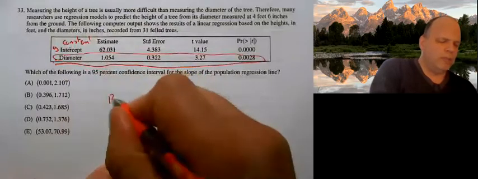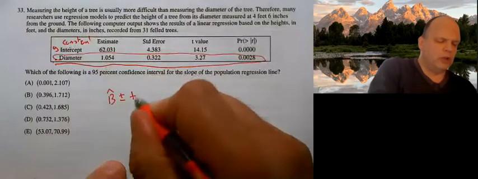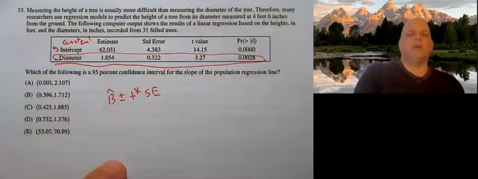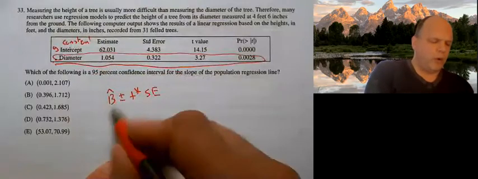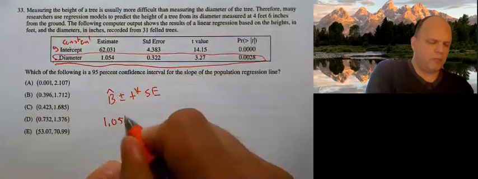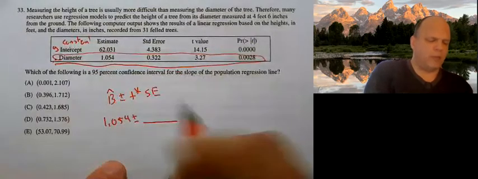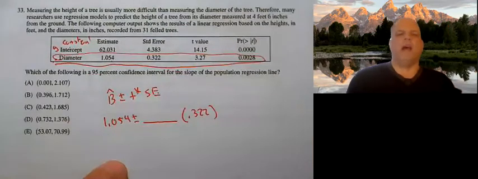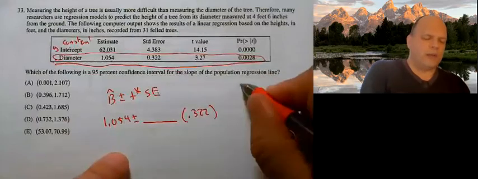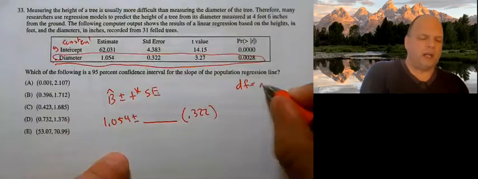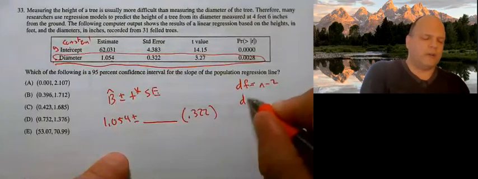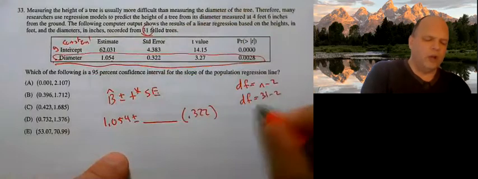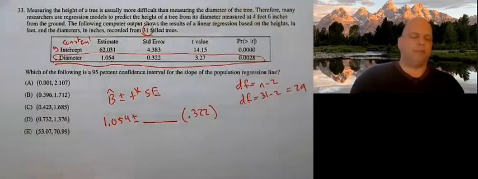So we're looking for b hat plus or minus t star times the standard error. All right, well, they give us b hat is going to be 1.054 plus or minus. We'll come back to t star in a moment. We have a standard error of 0.322. We don't have to do anything with that. Now, this is a regression, so we have to be really careful. Our degrees of freedom are going to be n minus 2 because it's a regression. So degrees of freedom in this case are a sample size of 31 trees, 31 minus 2. So our degrees of freedom are 29.